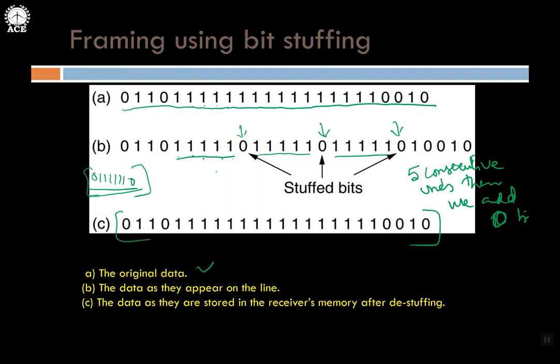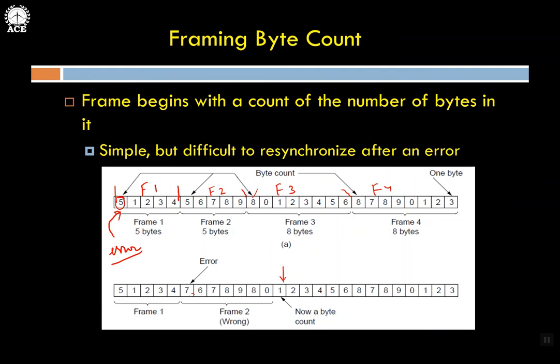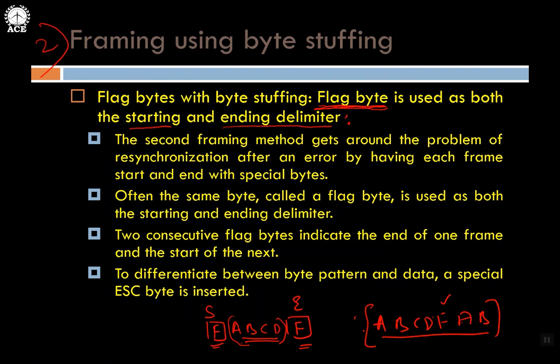So 3 methods: counting method, byte stuffing, bit stuffing. These are the 3 where you can expect problems. You can expect 2 marks or 3 marks problems. Again, verify. This is the counting method. We put the frame byte count. The problem is if the byte count gets corrupted, then the data is lost or it gets desynchronized.